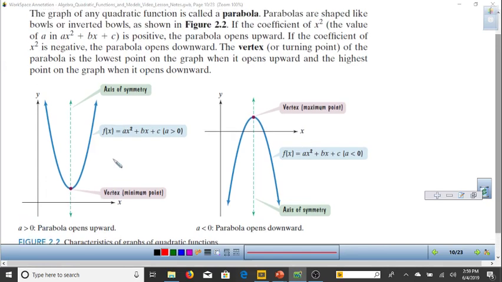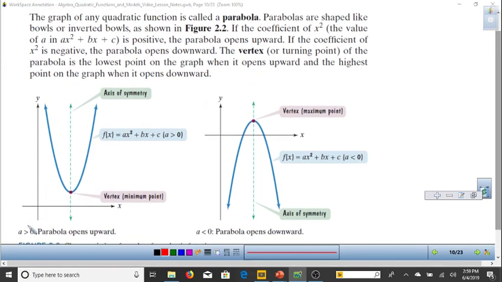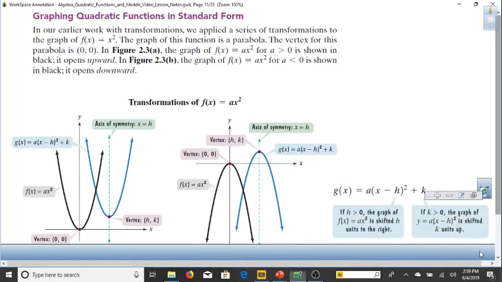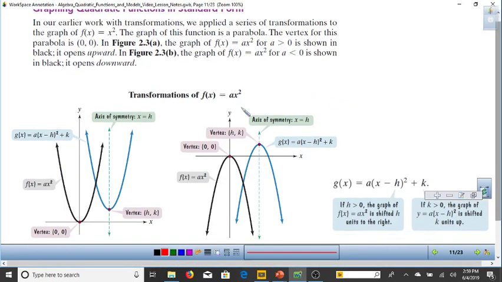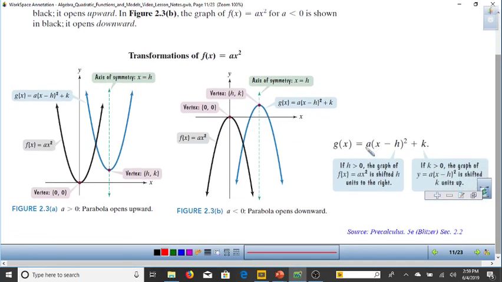If the coefficient of x squared is positive, that is, if a is positive, the graph opens upward. If a is negative, the graph opens downward. We also know that if h is a positive number, then we're shifting to the right. If h is a negative number, we're shifting to the left. Vertex form: g(x) = a(x - h)^2 + k. We obtain h by doing -b/(2a), and we obtain k by plugging h into the function. If k is positive, we're shifting up. If k is negative, we're shifting downward.